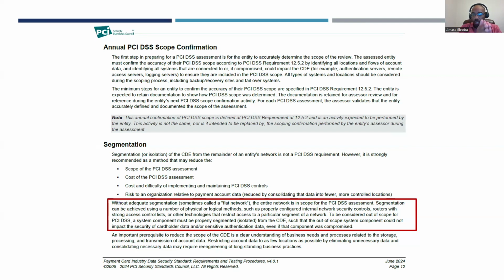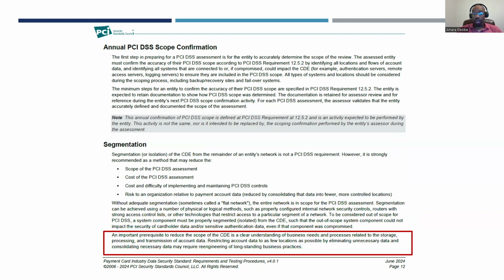But if you have segmentation in place, then you can say, okay, segmentation is in place to isolate all the environment, all the systems, all the people, all the processes that are handling cardholder data from the environment that does not. That will save you a lot of headache. Two, that will save you a lot of money. And maintaining and implementing PCI DSS in an environment that's considered a flat network is challenging, and it's not recommended. I'll just tell you that.